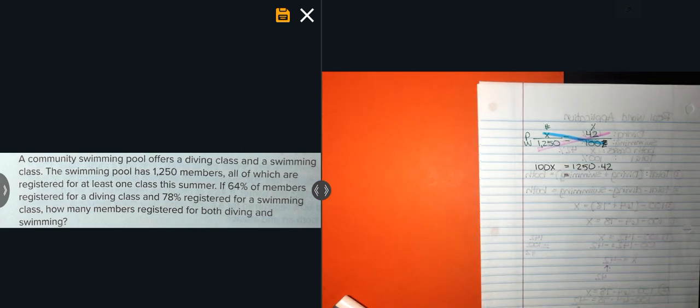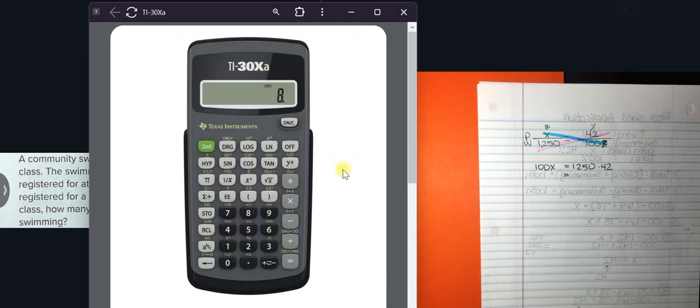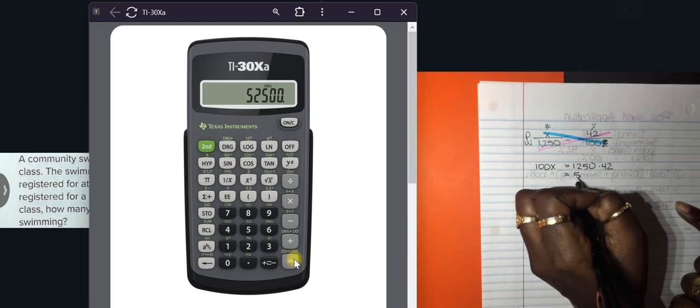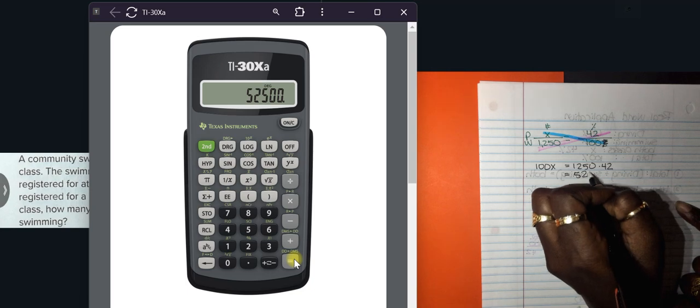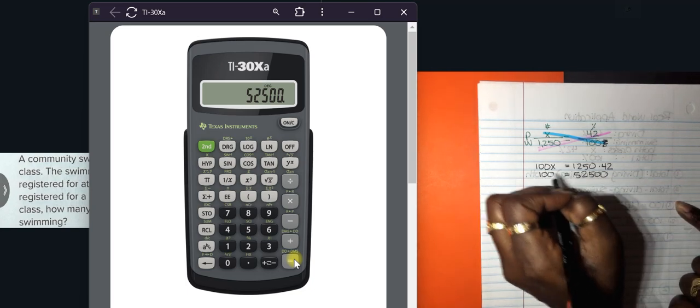Where's our calculator? All right, so we've got 1,250 times 42. That is not correct. 1,250 times 42. All right, so we get 52,500. And then we have 100 times X over here.